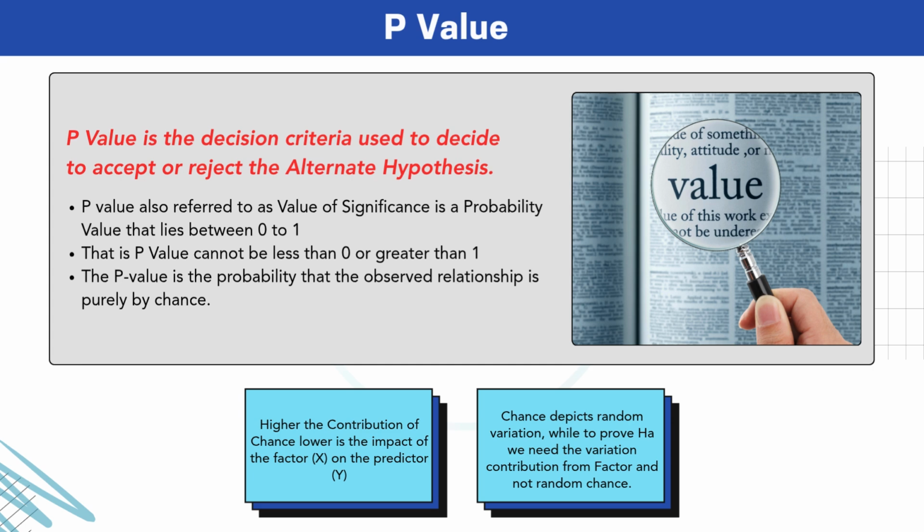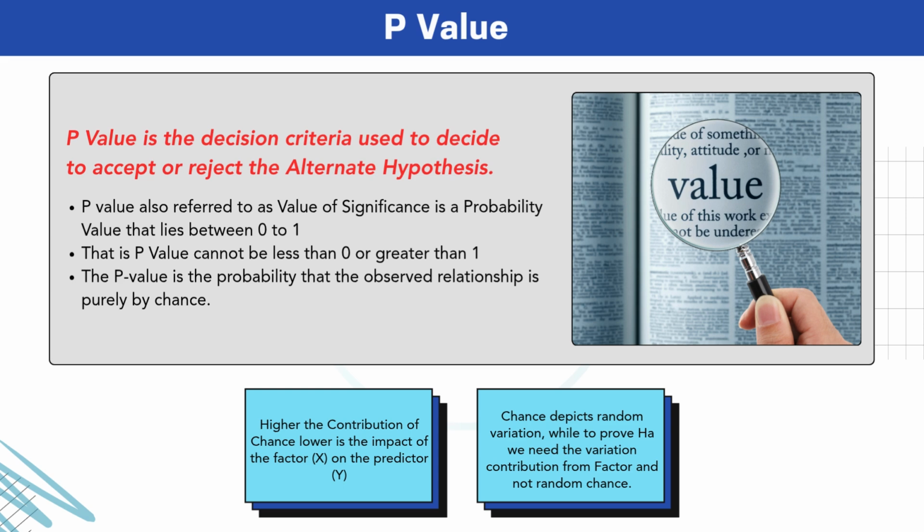A lower p-value suggests that the observed results are less likely due to chance and more likely due to an actual effect. Let's simplify. If p-value is low, typically less than 0.05, we say the result is statistically significant, and we reject the null hypothesis in favor of the alternate. If p-value is high, it means the observed result could very well be due to random chance, and we fail to reject the null hypothesis.